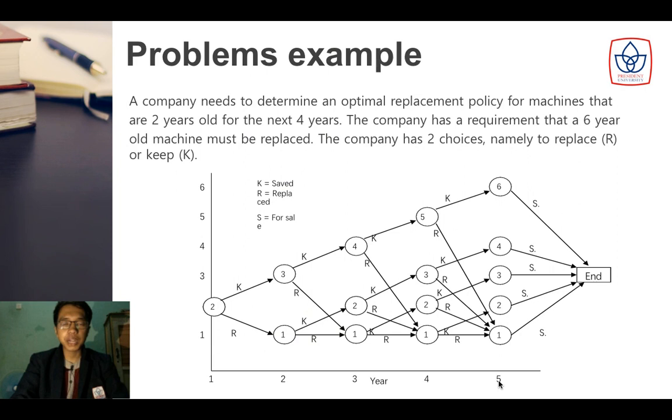So we are going to a problem example. A company needs to determine an optimal replacement policy for a machine that is 2 years old for the next 4 years. The company has a requirement that a 6-year-old machine must be replaced. The company has two choices, namely to replace R or keep K. The diagram is like this.